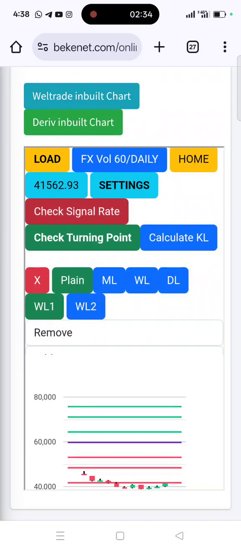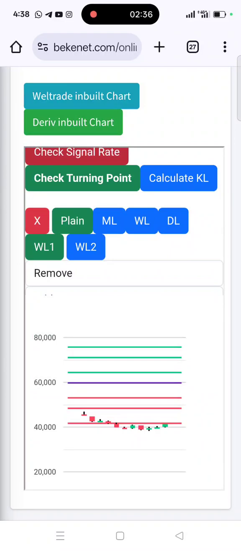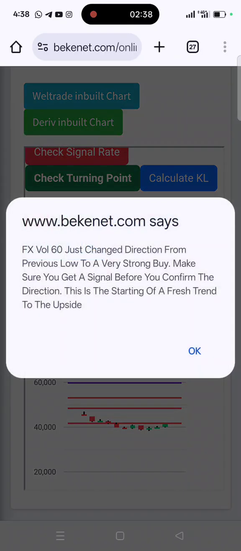Okay, I want to check another thing, turning point. So let's check turning point. Okay, vol 60 just changed. Now can you see this? FX vol 60 just changed direction from previous low to a very strong buy. So make sure you get a signal before you confirm the direction. This is the start of a fresh trend to the upside. Okay, so I click OK.